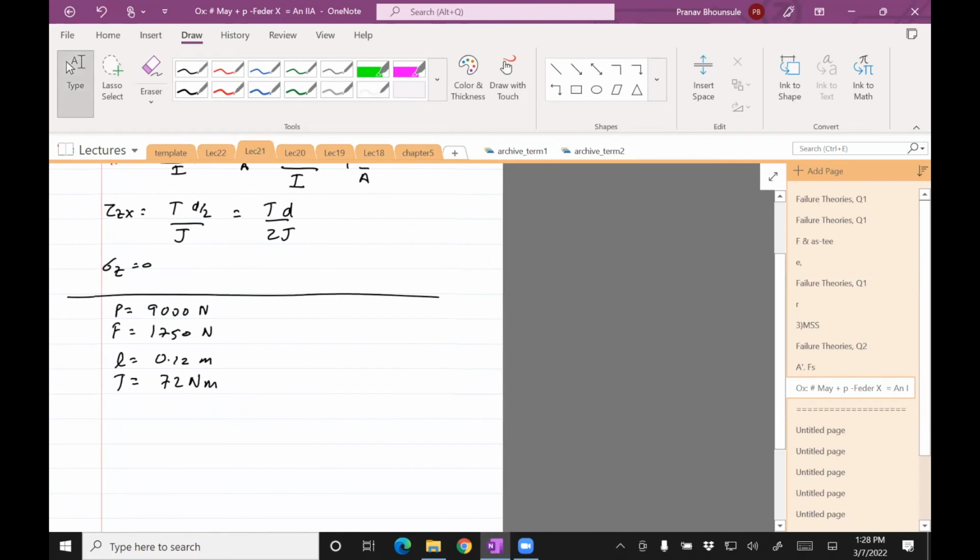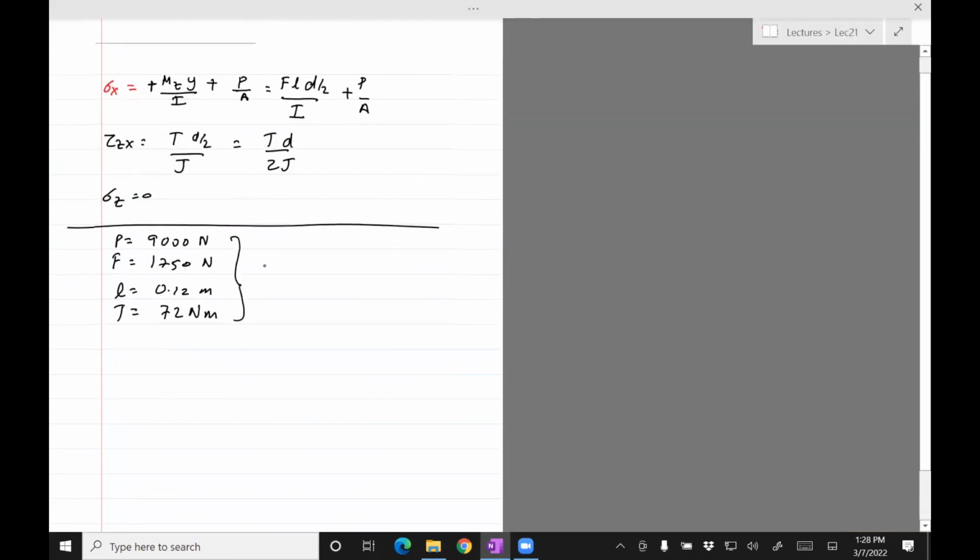So what I would do is sub that in these formulas, and sigma x will be now 1750 times 0.12 over I, plus 9,000 over A. Tau zx equals 72 times D over 2J.